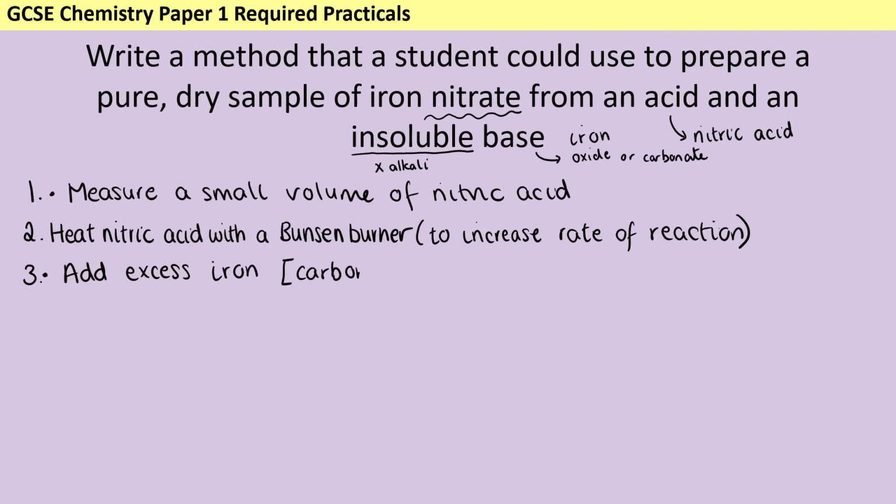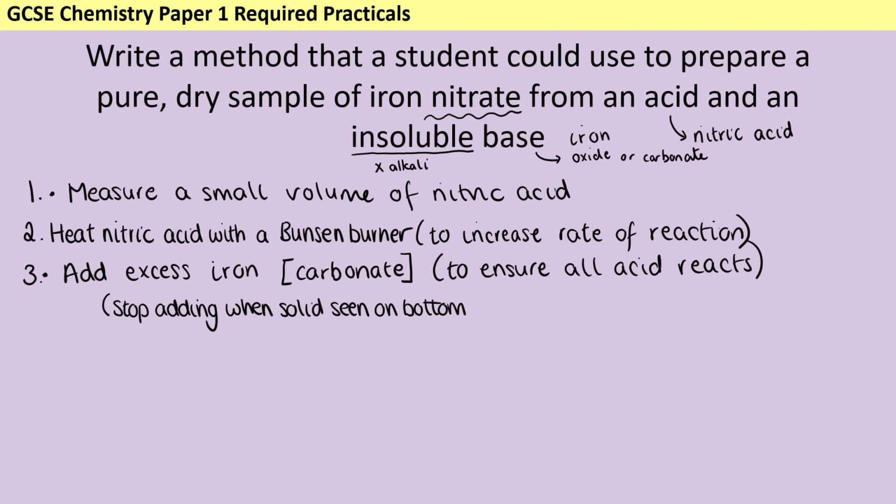We would then add an excess of the iron carbonate or the iron oxide. And the reason for this is to make sure that all of the acid has reacted, because they want us to make a pure sample, and it won't be pure if it still has acid on the outside. We'll know that we've added excess base when we can see some solid at the bottom.